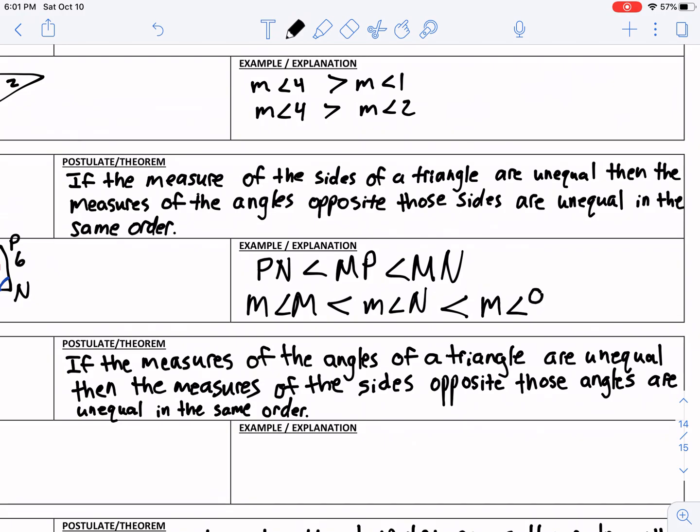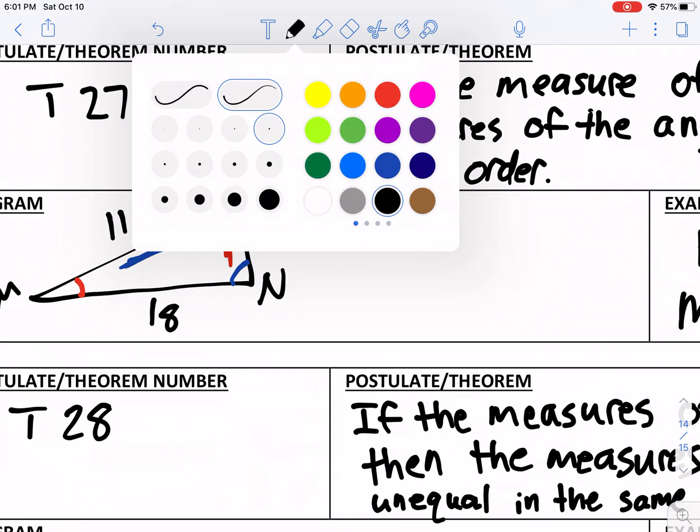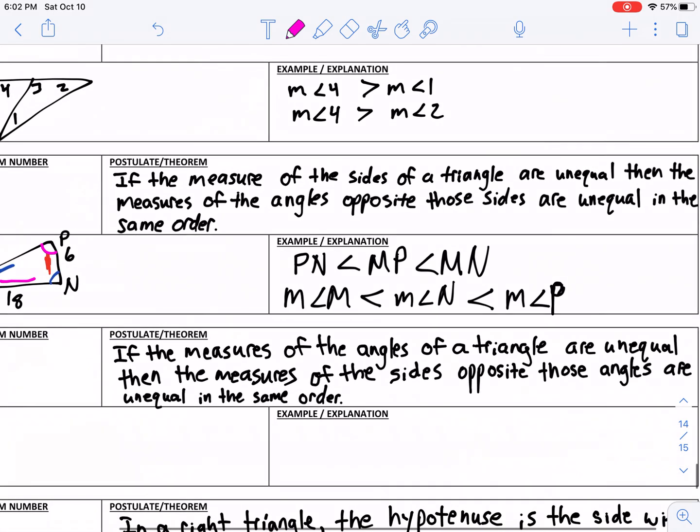Okay, now notice, look at angle P over here. It's opposite MN. That's the largest side, so this is going to be the largest angle. It's opposite the largest side, so it's the largest angle. That's all this guy is saying.